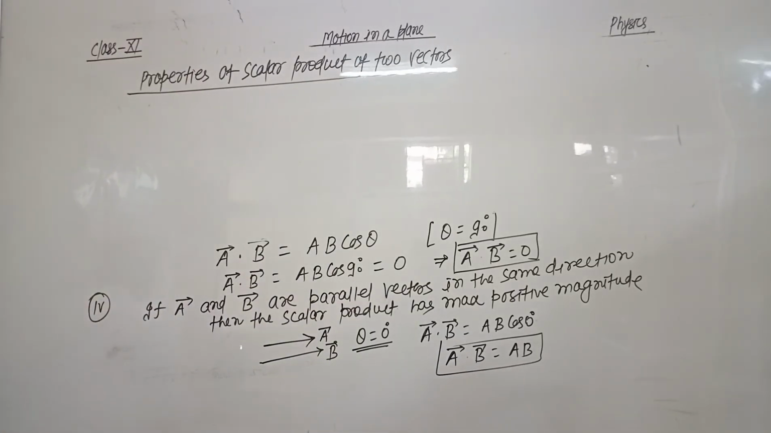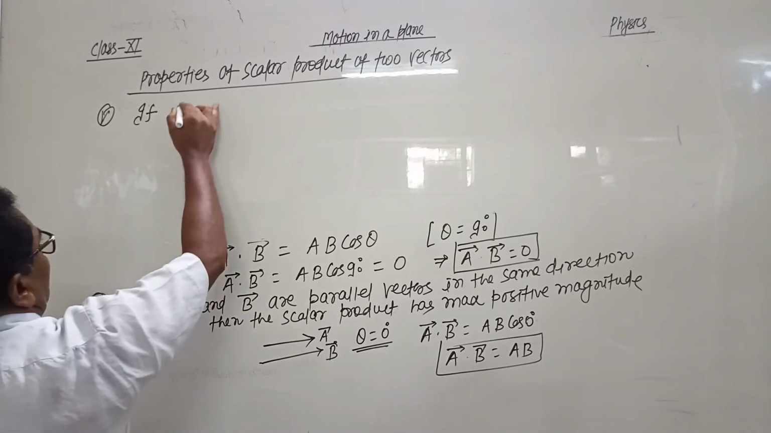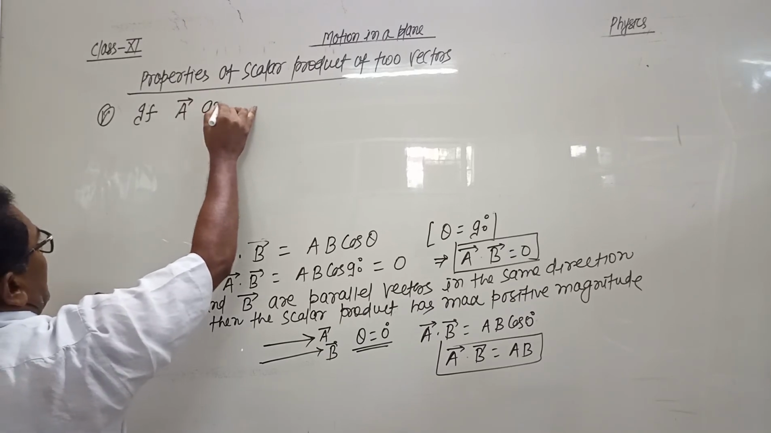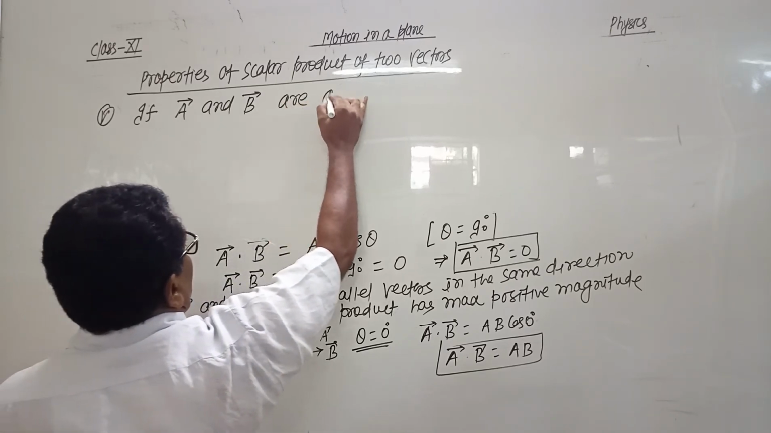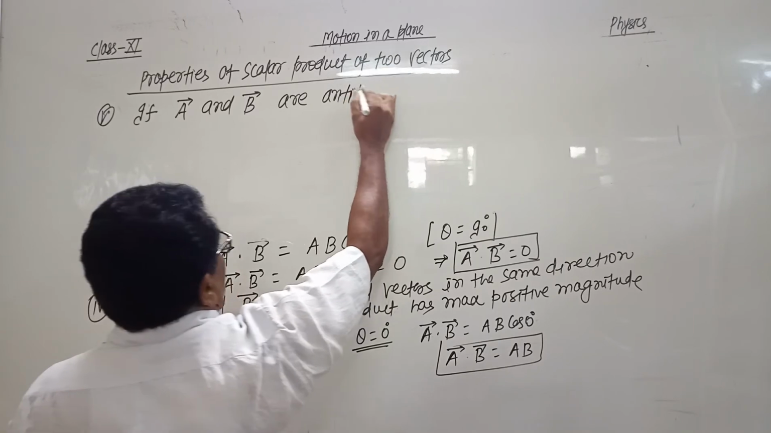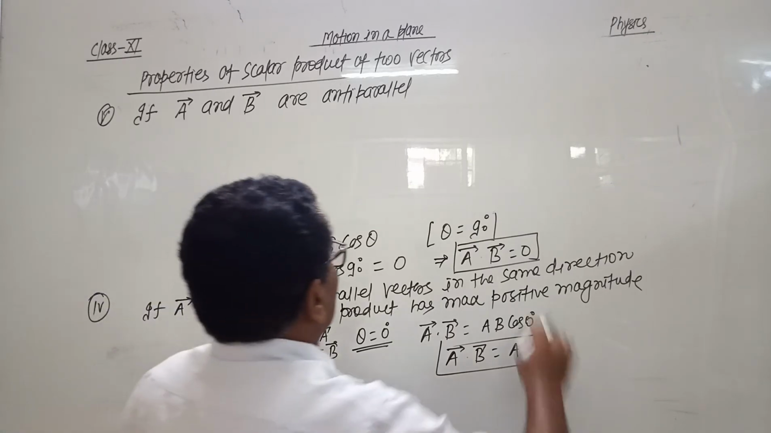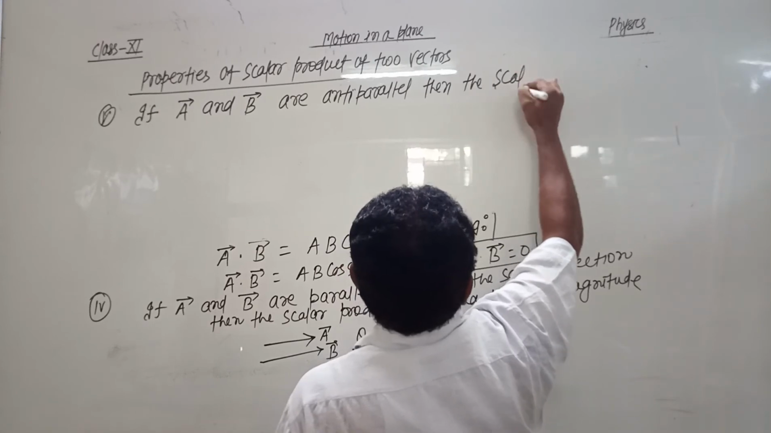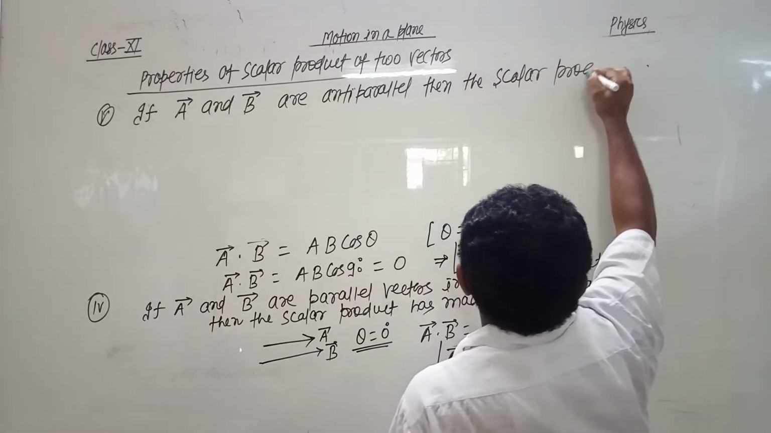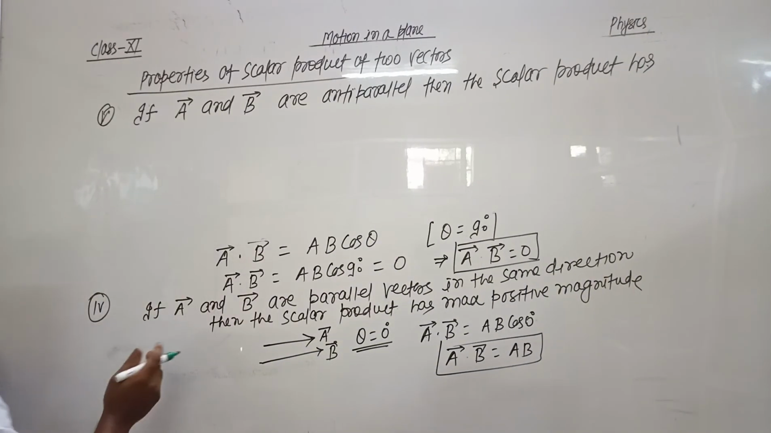Next, property number 5: if vector A and vector B are anti-parallel, then the scalar product has maximum negative magnitude.